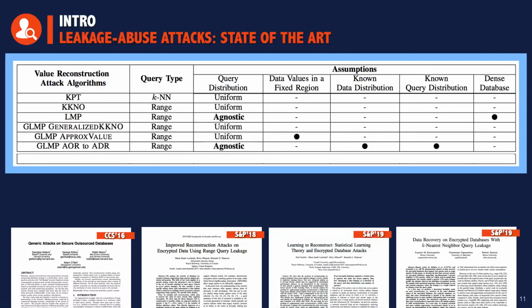Then the work by Grubbs et al. from S&P 2019 presents three attacks with different assumptions. Both the generalized KKNO and the ApproxValue crucially rely on the uniformity assumption. The AOR to ADR is a two-step attack. The first step is called AOR, and it reconstructs the approximate order without relying on any density or query distribution assumptions. The second step translates the AOR output to an approximate data reconstruction, and for that, the attacker relies on detailed knowledge of the query and data distribution.